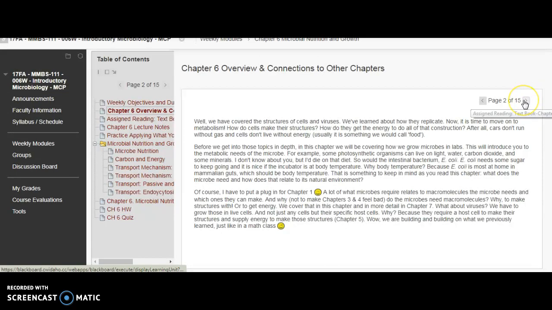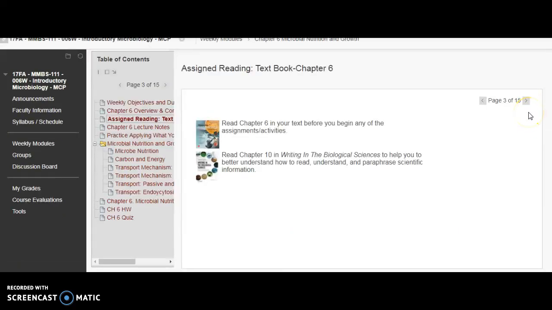Alright, so here you just have chapter 6 overview, connecting that with the other chapters. Your reading assignment, chapter 6, and then if you have Writing in the Biological Sciences, we'll work on trying to fit that into the actual class activities. But it's a good book that you will use throughout your science career.